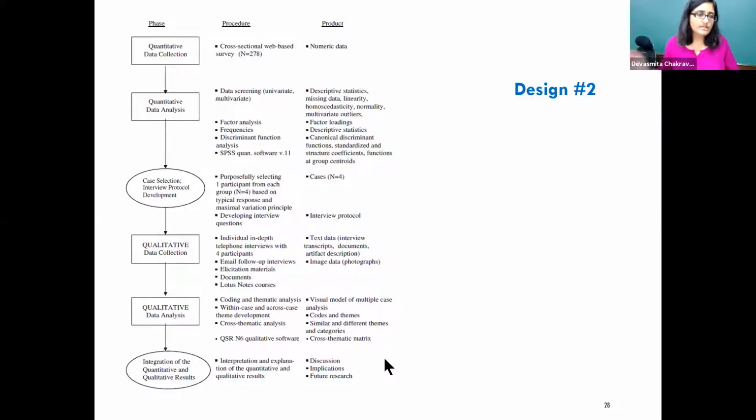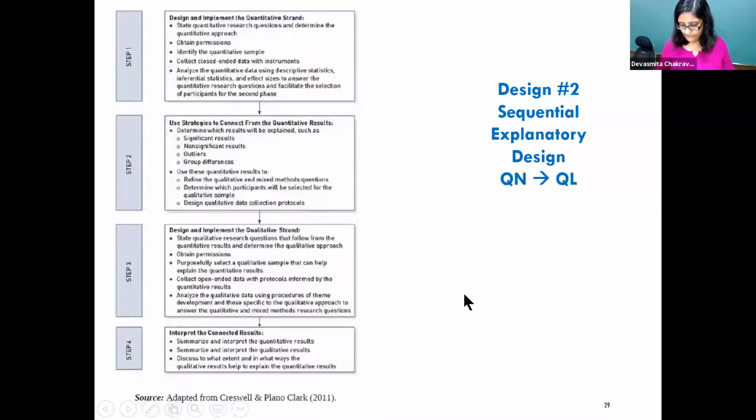Started with quant, larger sample size, did some analysis, picked a few people for qualitative analysis, sample size reduced to 4. And then they further analyzed their qualitative data. And again, the oval, the circle appears the second time when they are writing about both their results. So mixing happened in 2 places. This is an example of sequential explanatory design. Your quant led to your qual. When you read the paper, it will be clear.